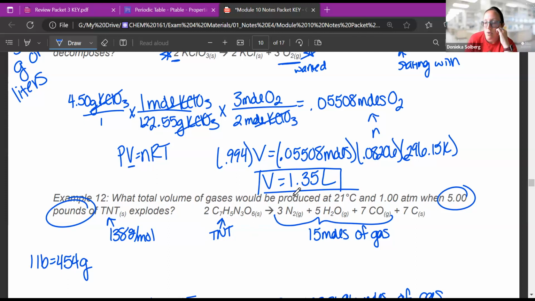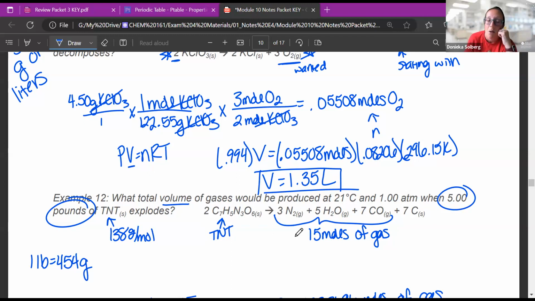It's going to explode and you get nitrogen, water, and carbon monoxide gases, and then some regular carbon left over. So if I want to know all of the gases, all of the nitrogen, water, and carbon monoxide that's going to be made in liters, right? Volume of gases.